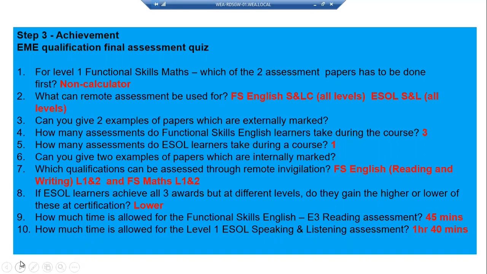Number 3, 2 examples of papers which are externally marked. Well, there's a whole selection that you can have there. You could have had level 1 reading for functional skills, level 2 maths paper, etc. How many assessments do functional skills English learners take during the course? They take 3. 1 assessment per course for ESOL because they're award-based courses.